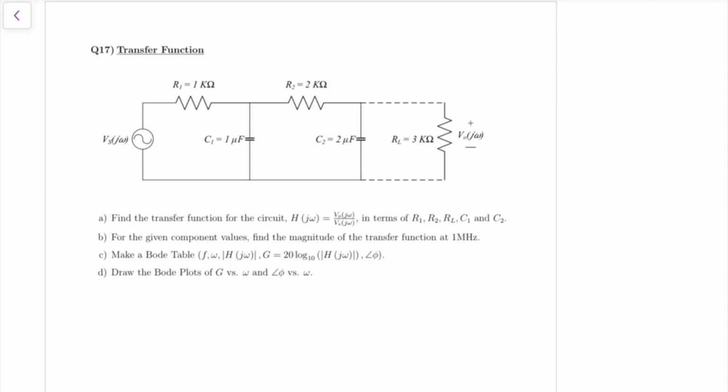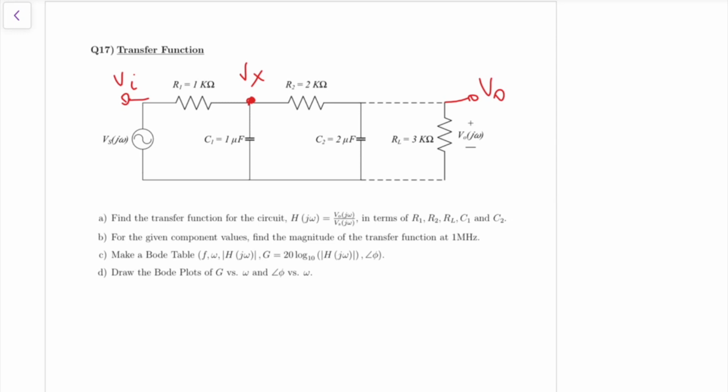Okay, so how do we analyze this circuit? I think the best approach for this circuit is actually using KCL. Okay, so we can name this node here as node X. So we have Vx here, right? And then exactly here we have V out, and here we have Vi, or in our case, I'll call it Vi, but it's the same as Vs of j omega. Okay, so everything here is going to be in the frequency domain.